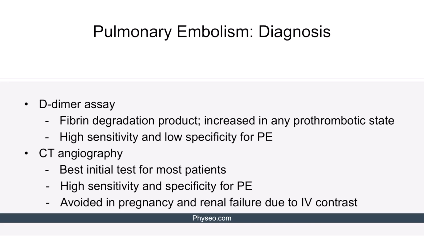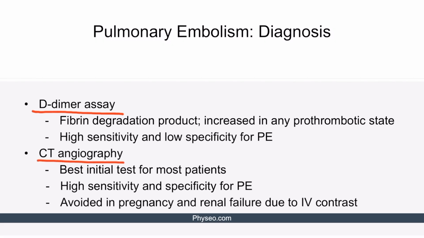If the patient has low risk for pulmonary embolism, then we can perform a D-dimer assay. D-dimer is a fibrin degradation product, and it can be increased in any prothrombotic state. Therefore, D-dimer has high sensitivity and low specificity, and it is used to rule out pulmonary embolism. If D-dimer levels are less than 500, pulmonary embolism is excluded. If levels are more than 500, then we should perform a CT angiography.